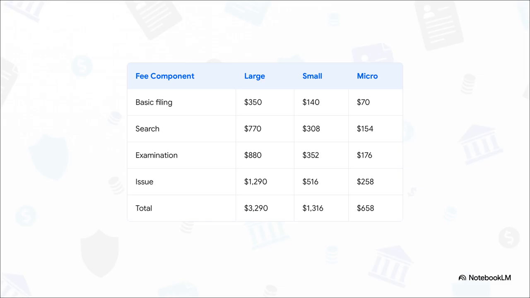I'm going to read the total fees, which includes the issue fee upon allowance, and I want you to mentally map where you or your company falls. For a large entity, the total USPTO fee is $3,290. For a small entity, which is like a company with 500 or fewer employees, that total drops to $1,316. And for a micro entity, typically individual inventors below a certain income threshold, that total is just $658.